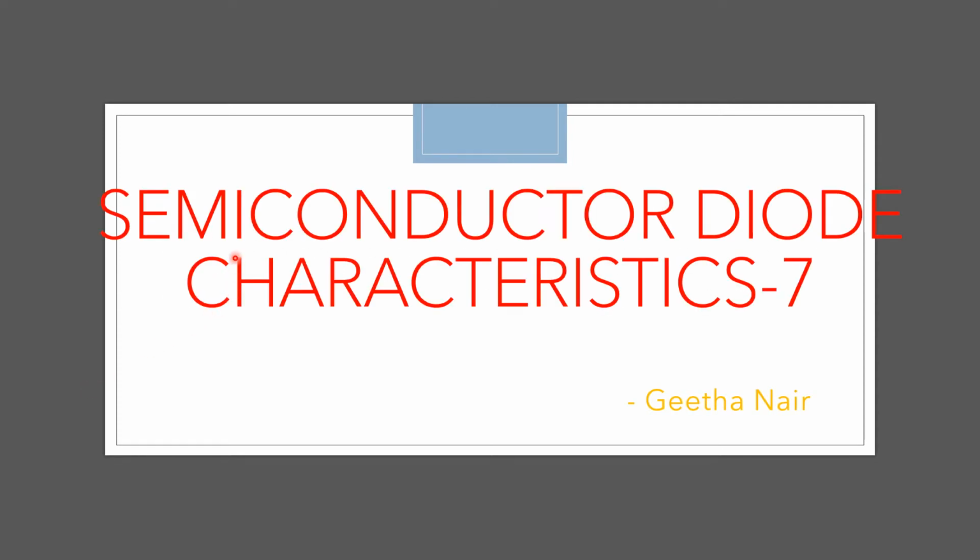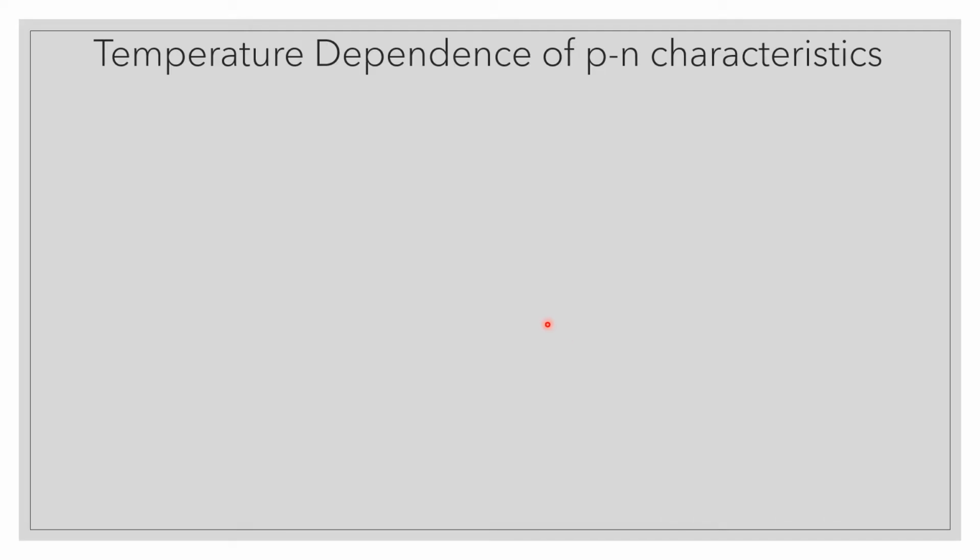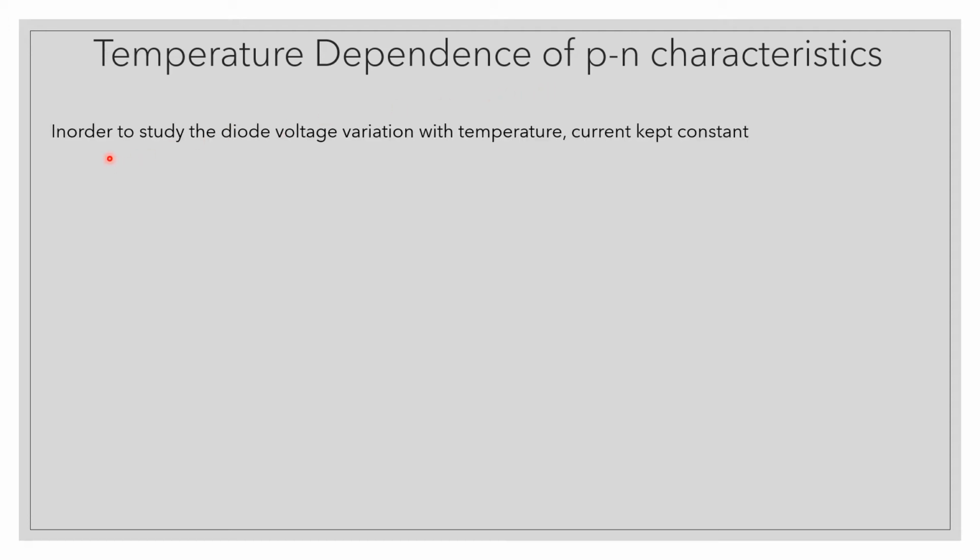This is the seventh part of the series on semiconductor diode characteristics, where we will see the temperature dependence of PN junction diode characteristics. In order to study the diode voltage variation with temperature, current is kept constant.